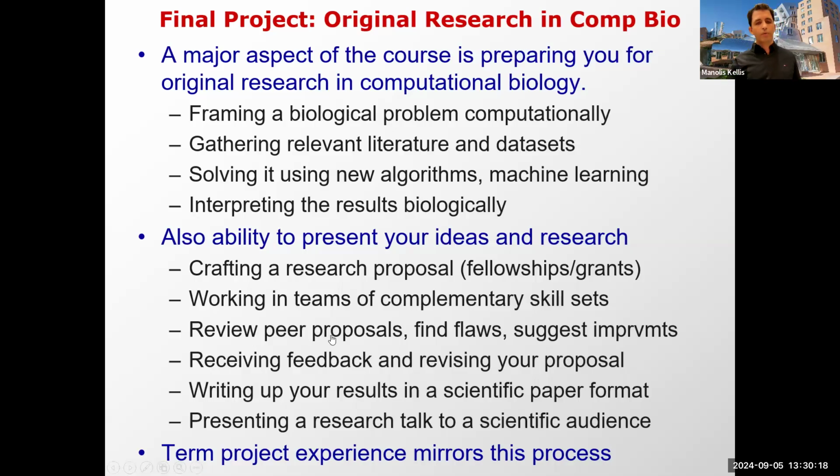We're going to be having some peer reviewing. We've done that in previous years. Folks loved it. We might do it again this year, of basically evaluating your peer proposals, where basically everyone is going to get 1 or 2 or 3 proposals, and then you're going to write feedback according to some criteria that we're going to provide, and then identify points of failure and suggest improvements. And then you're going to receive this feedback either from us or from your peers, or from both, ideally, and then revise your proposal, and then eventually write up your results in a scientific paper format, and then present a research talk to audience of your peers. Okay, so our goal is to mirror this process in 1 semester of what usually takes 3 or 4 years.